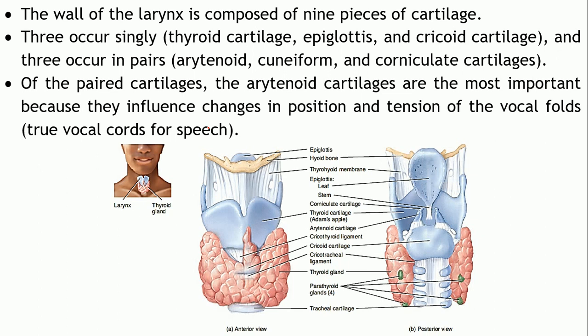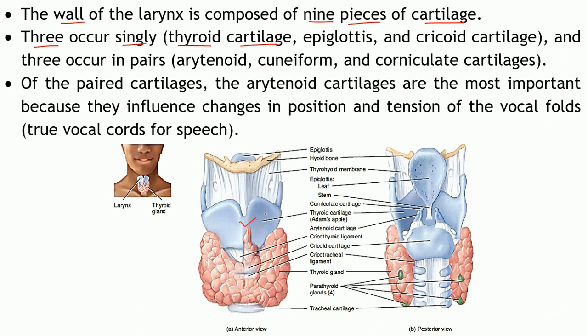Okay, now coming to the walls of the larynx. The wall is composed of 9 pieces of cartilage. So that forms the framework of the larynx. Okay, so the total 9 pieces of cartilages make up the larynx. Now out of these 9 pieces, 3 pieces of cartilage occur singly. That is, there is only one. That is the thyroid cartilage. Okay, so the thyroid cartilage, that's the one.